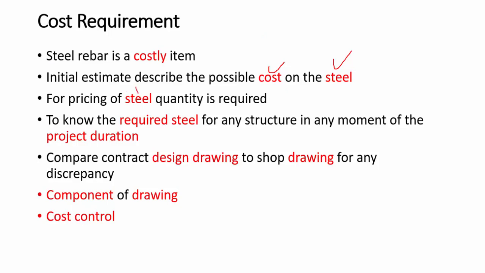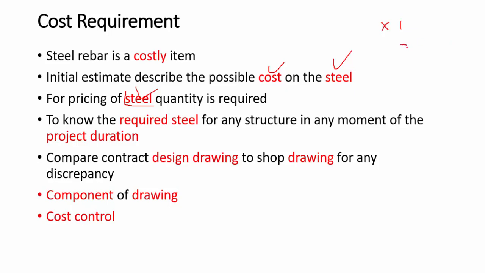Then for pricing of steel, quantity is required. So how do we know the price? For example, if we don't have the mass of the steel, it is not possible to get the price. Okay, first we need to quantify the steel.